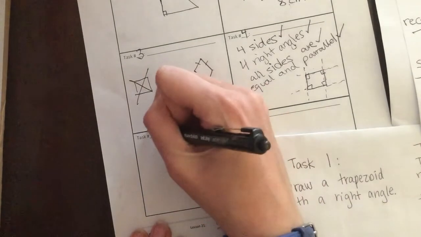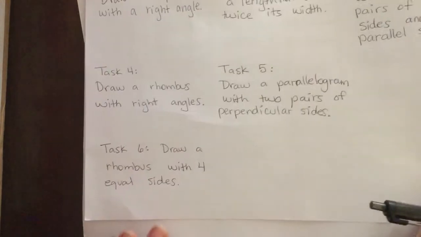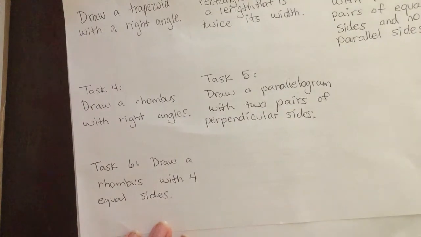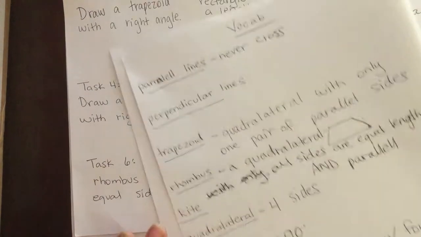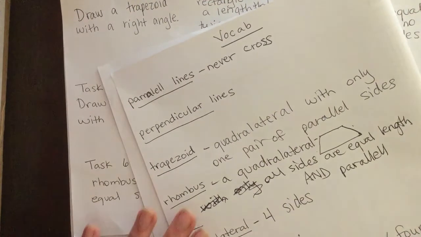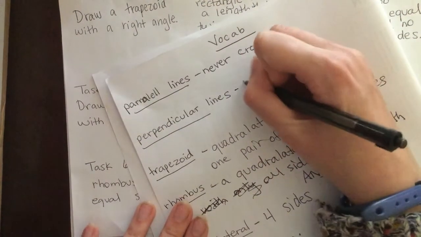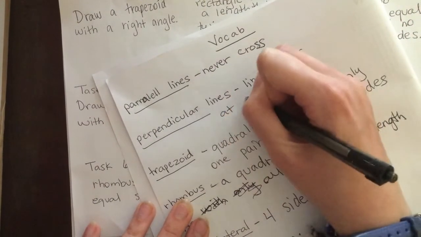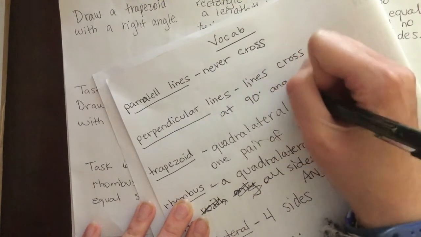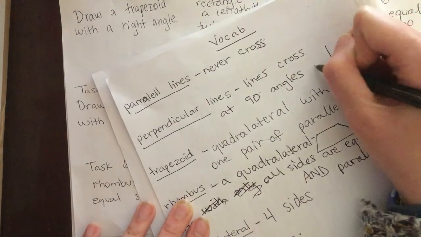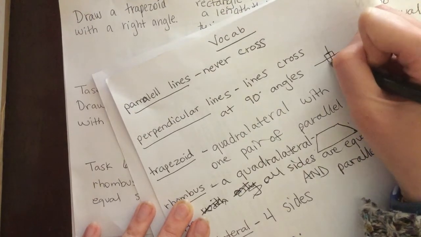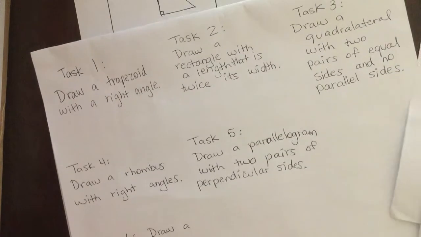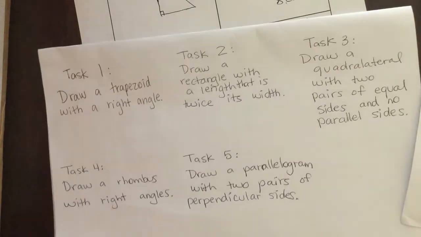Okay, let's do task number 5. Draw a parallelogram with 2 pairs of perpendicular sides. Let's review perpendicular. Perpendicular is the opposite of parallel. So not only do the lines cross, but they cross at 90-degree angles every time. So let's try that. Yep, and those are perpendicular lines. So I'm trying to draw a parallelogram with 2 pairs of perpendicular lines.